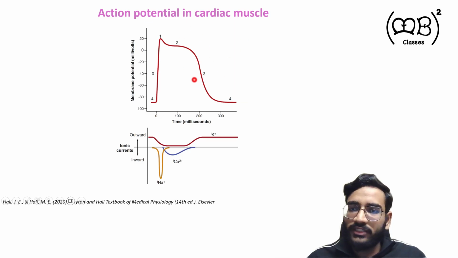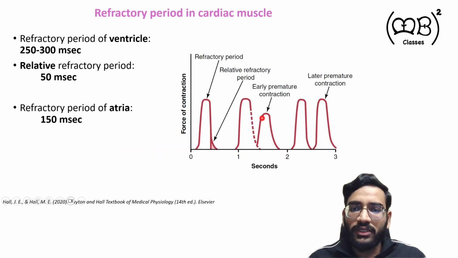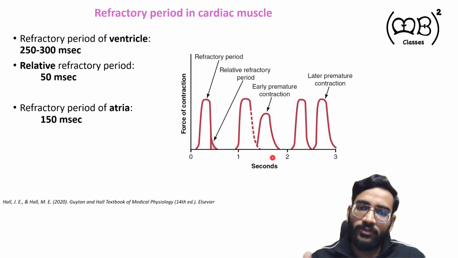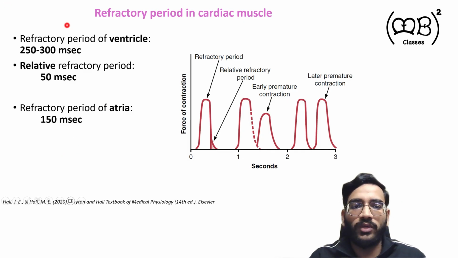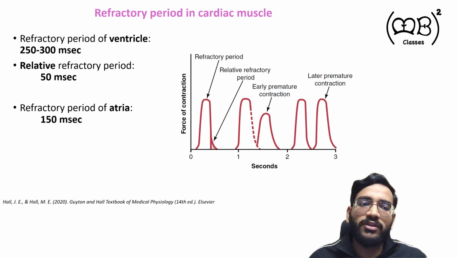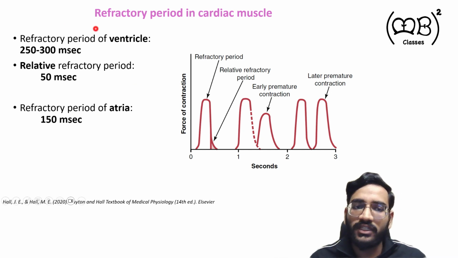So this is how the action potential is generated in the cardiac muscle. This is the refractory period. The refractory period is the period of time in which a new impulse which comes will not be able to generate another action potential, or the cardiac musculature is refractory to any new impulses during that period. The absolute refractory period is similar to the time of the plateau phase, which is about 200 to 300 milliseconds in the ventricles. In the atria, it is slightly smaller, 150 milliseconds.